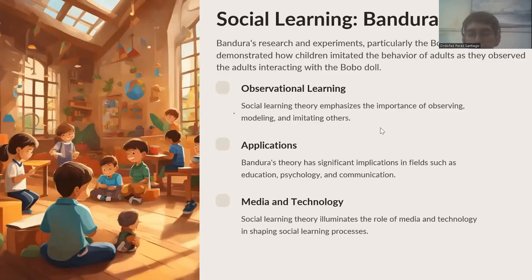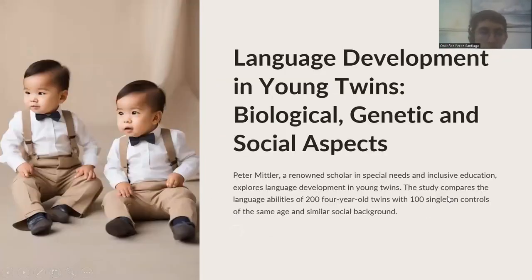Okay, after all this background, I want to show you my two articles. The first article is a human article. It's about language development in young twins, from a biological, genetic, and social perspective, right? Those are all the aspects that we're going to touch on in this presentation. First, the author of this article is Peter Mittler, sorry, a renowned scholar in special needs and inclusive education. Later on, I'll explain why it's important to say this, because he really focused on special needs.